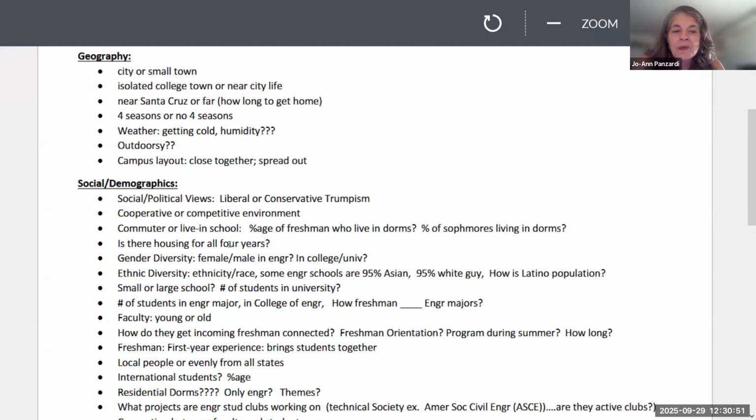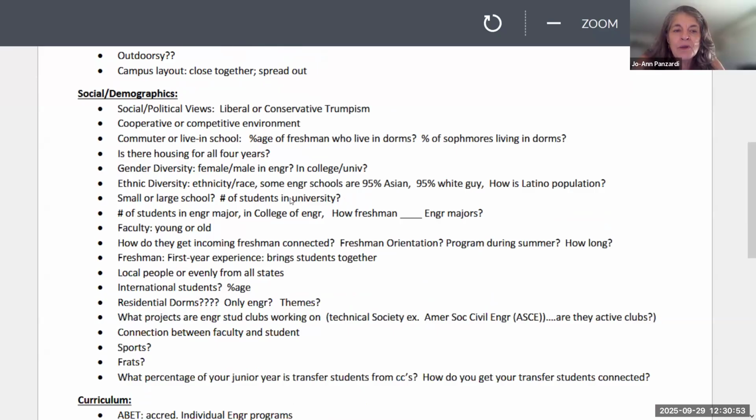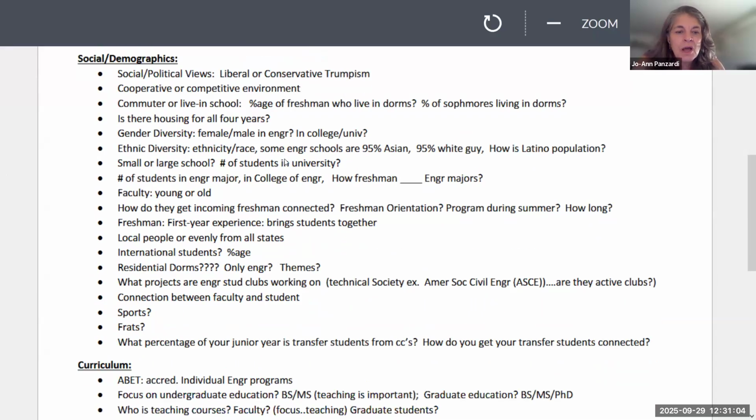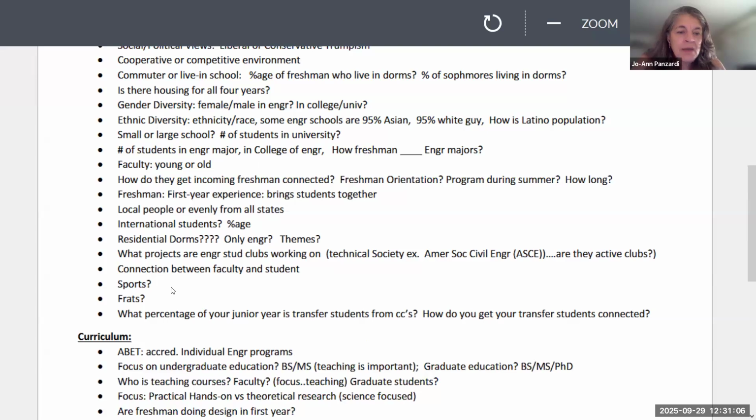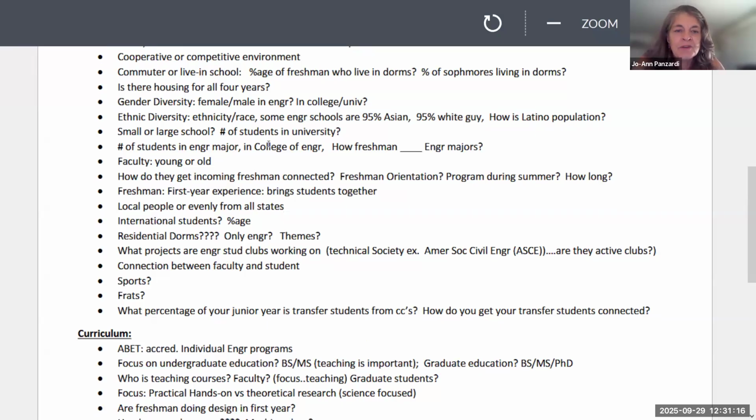important to you. Then I also have a category of social demographics, and you could read through this, right? Is there housing for all 4 years? Do you want to be on campus all 4 years? Do they have sports? Is sports not interesting to you? Frats, interesting or not? Is it a small or a large school? How many students are there? That's going to affect the social demographics.